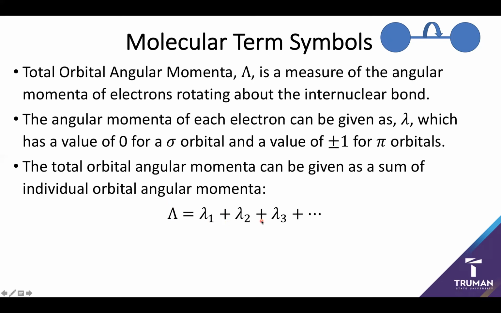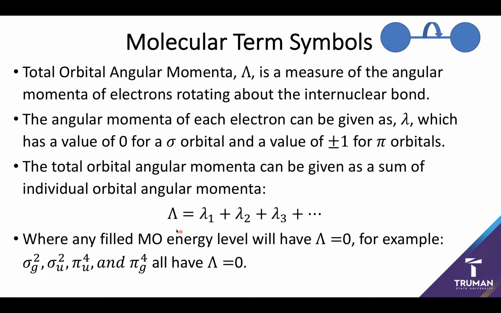Now, this actually has kind of a nice consequence. So if I have any filled molecular orbital energy level, I'm automatically going to have a total angular momenta for that orbital level of 0. So for example, if I have two electrons in a sigma orbital, well, both of them have lambdas of 0, so we're good. Same thing for the anti-bonding.